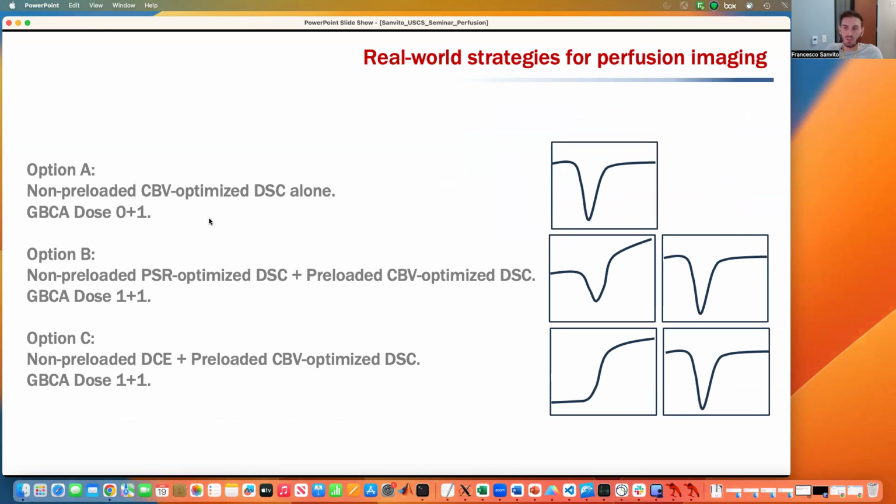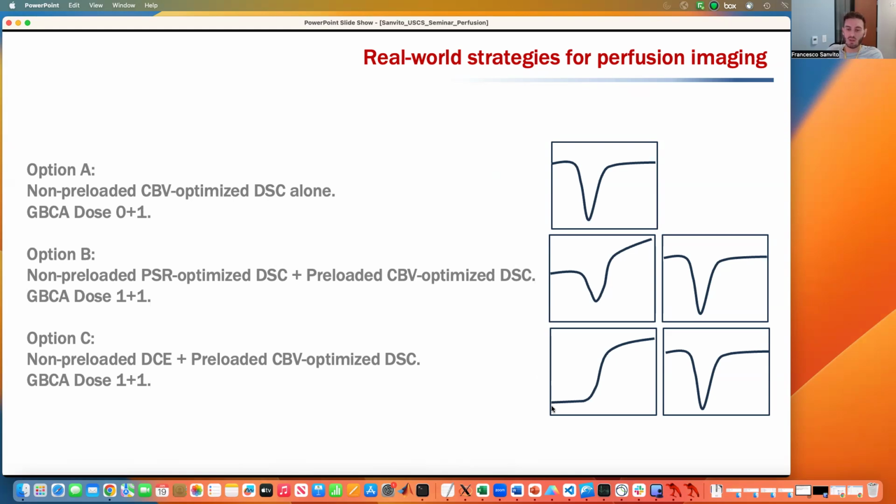So in the real world, we talked about DCE, DSC for CBV, and DSC for PSR. In the real world, you cannot have all three. You can do option A: you just want CBV, you do a non-preloaded flip angle 30 or 35 DSC, and you get accurate CBV compliant with the guidelines that we saw before. Option B: you care about PSR, so you do a PSR-optimized DSC without preload, flip angle 90. And now that you injected a preload, you get a DSC preloaded flip angle 60 for CBV. So now you get PSR and CBV.